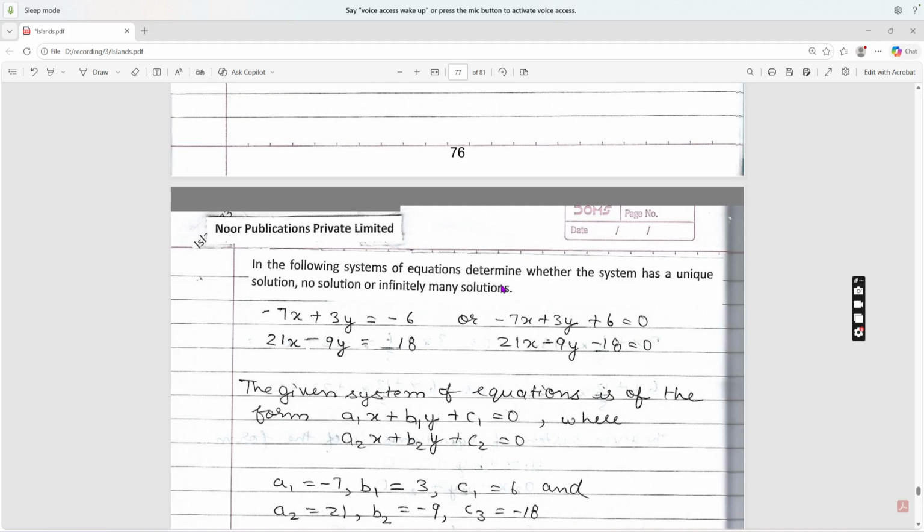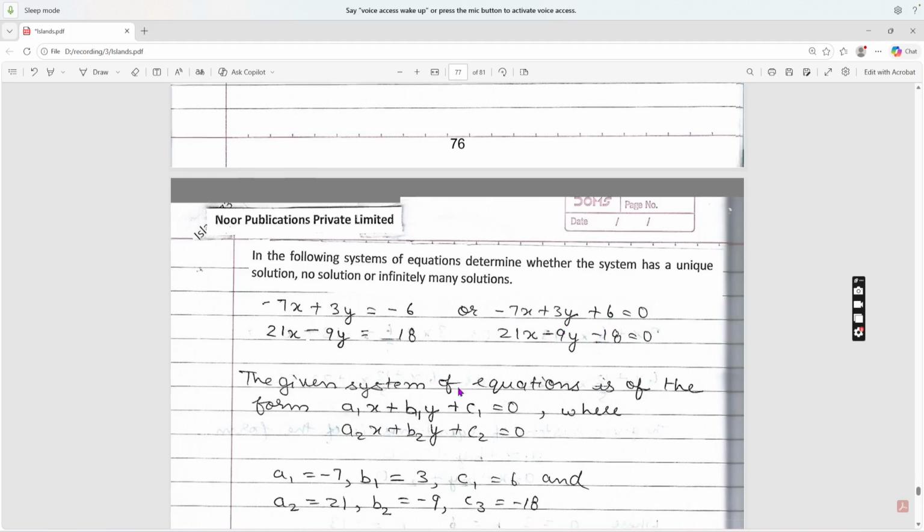Now again we have to shift minus 6 from the RHS to the LHS and plus 18 from the RHS to the LHS. So what we get as the first equation is minus 7x plus 3y plus 6 is equal to 0. The second is 21x minus 9y minus 18 is equal to 0.